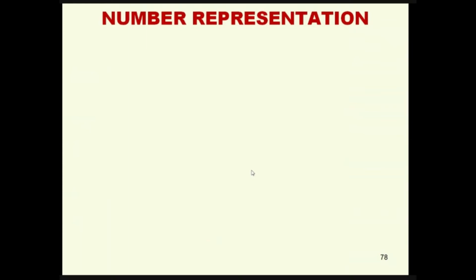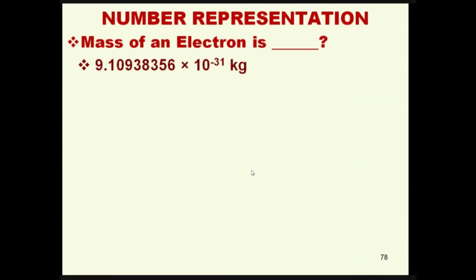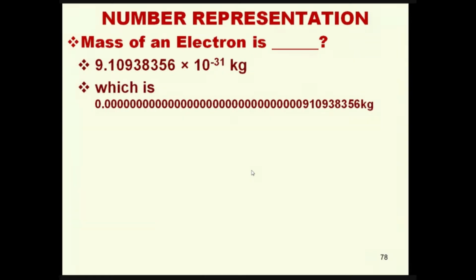We are interested to represent the mass of an electron. The mass of an electron is 9.10938356 into 10 power minus 31 kilogram, which can be represented as 0.000000 something like this kilogram without any exponent. If you want to represent the same mass of an electron, you have to represent it like this, which is very complex to do in the processors.